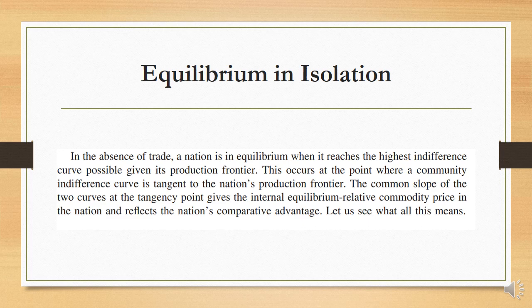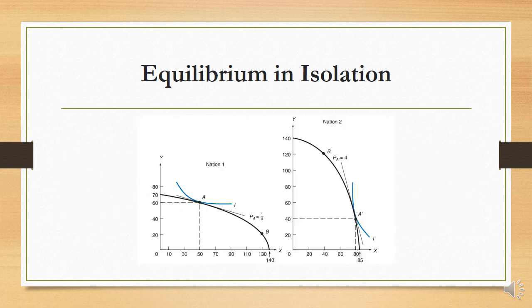Let's see what all this means. Here is the diagram, equilibrium in isolation, for nation 1 and nation 2. The black lines show the production possibility frontier of nation 1, relatively flatter, and the PPF of nation 2, relatively steeper. In nation 1, indifference curve 1 is tangent at point A, where nation 1 consumes 50 units of X and 60 of Y.